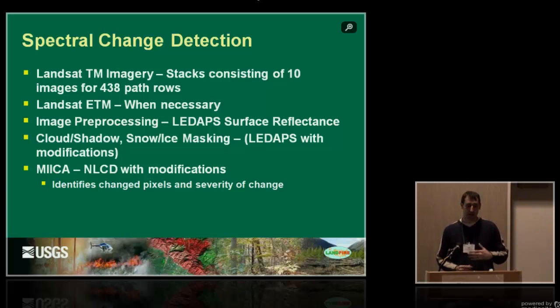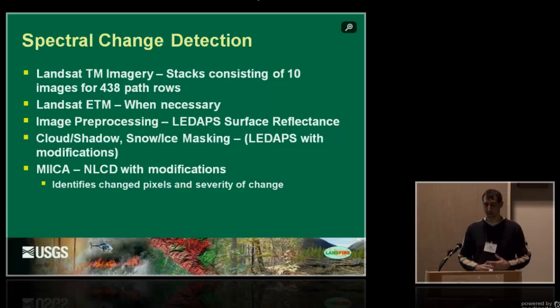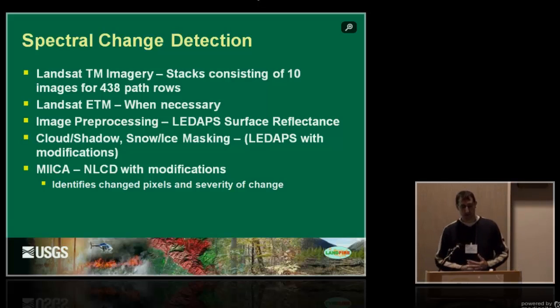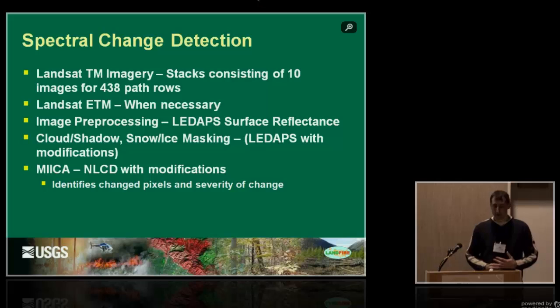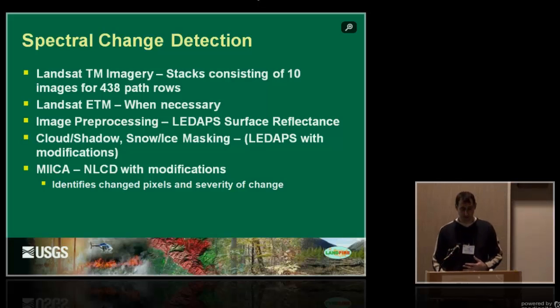So, in terms of pre-processing, we relied on the LEDAPS surface reflectance calculation. So the images are 16-bit surface reflectance. And then we also used their system with minor tweaks to identify clouds and cloud shadow and snow and ice and things like that. And then, of course, I'll go into the MICA system a little bit that we've leveraged from the NLCD group.